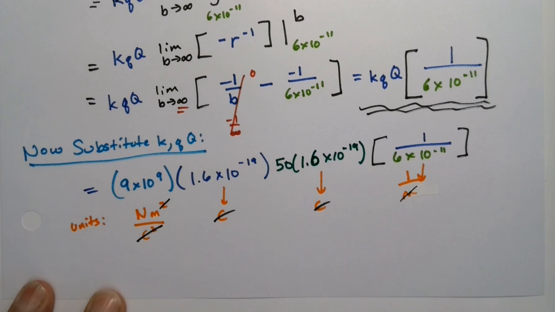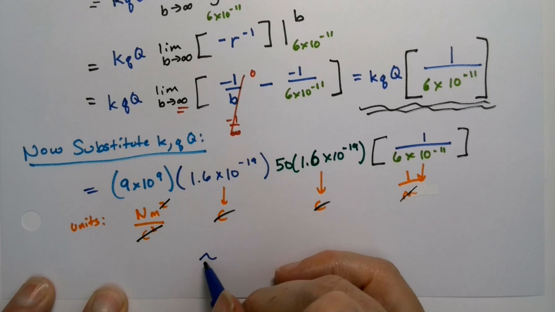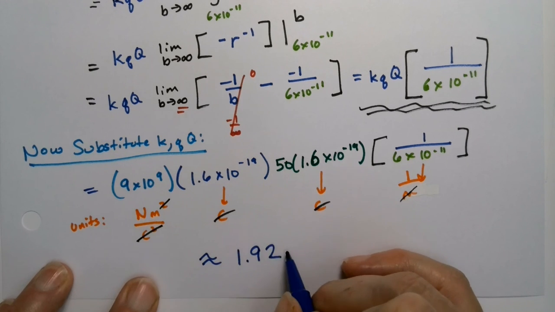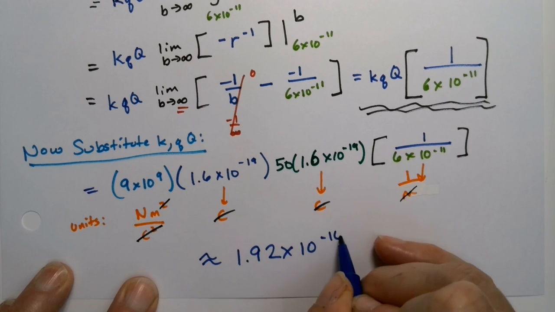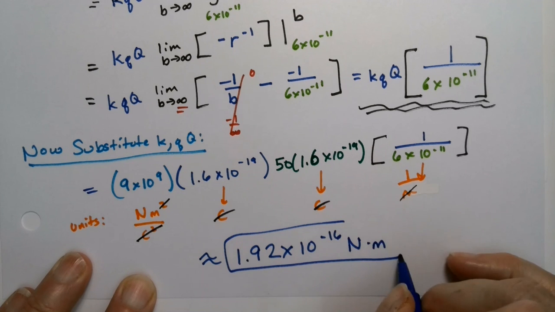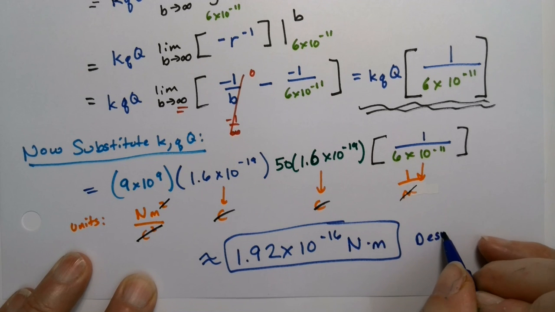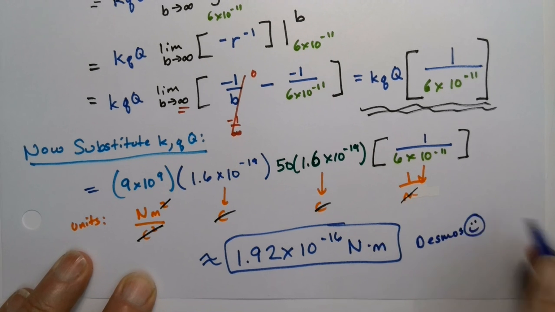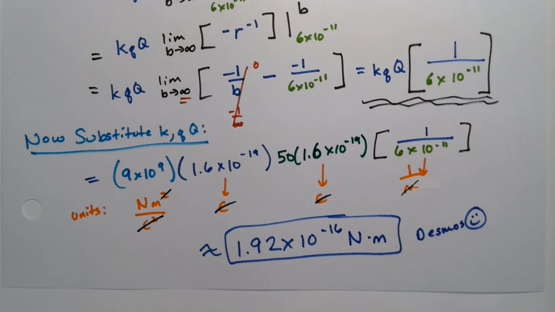So we were just going to say that we found this with Desmos. We are not going to. 1.92 times 10 to the negative 16 Newton meters. And of course, if you want to say joules instead of Newton meters, that's perfectly acceptable.